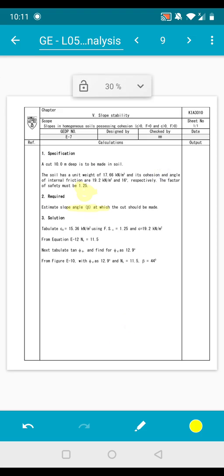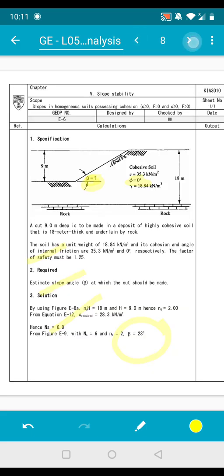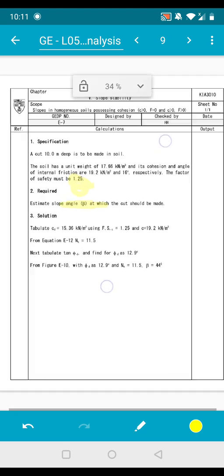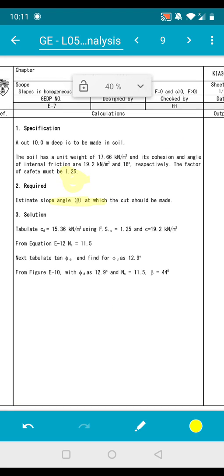What's different between this and the previous one is that in this problem 7, the internal friction has a value. You just need to refer to the respective graph in order to get your n value. And in the end, your slope angle will likely be 44 degrees.